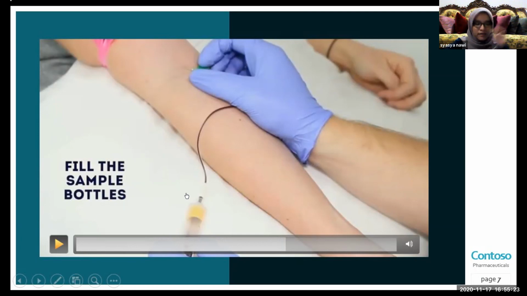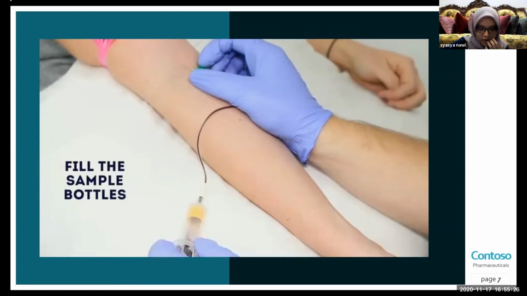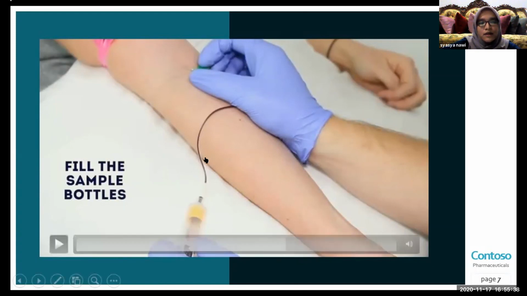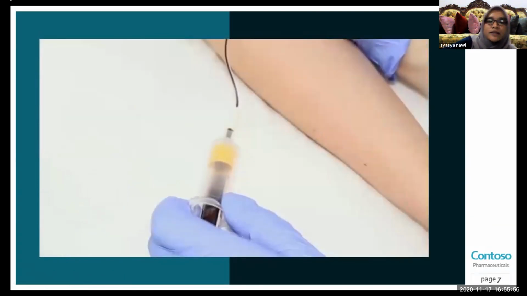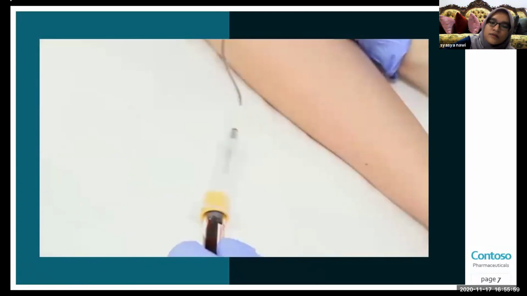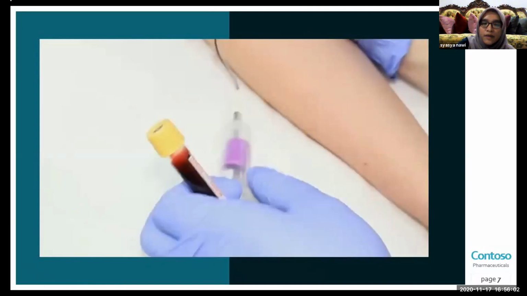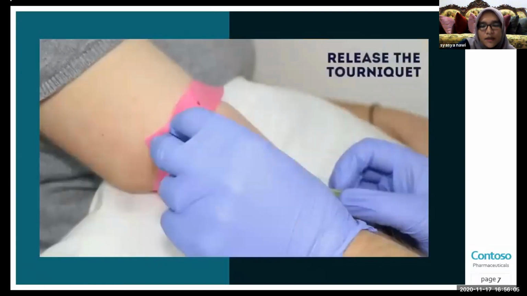Okay, and how to know that the needle is correctly inserted into the vein or not. If the blood can fill into the blood bottles, then it means that the needle has been inserted into the vein correctly. So okay, it will fill by itself until it reaches the correct amount, and then it will stop. If you need another blood bottle, then repeat it again.